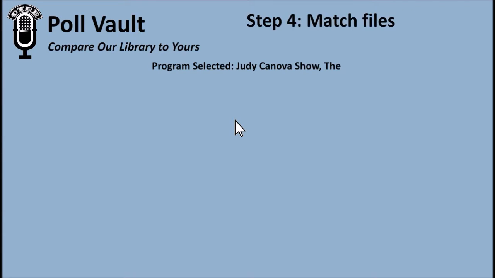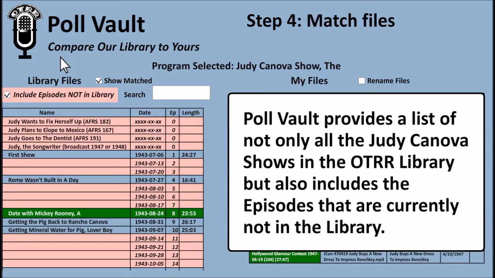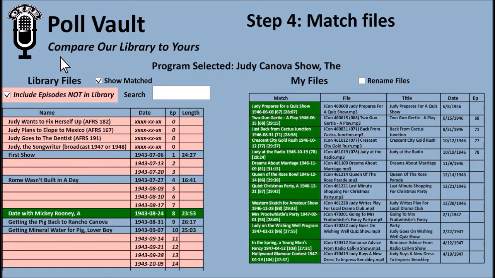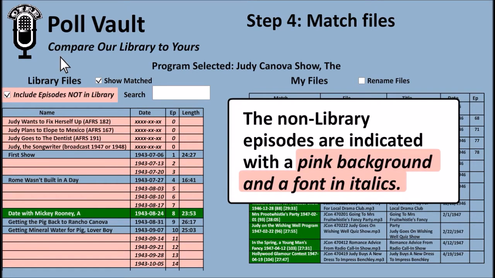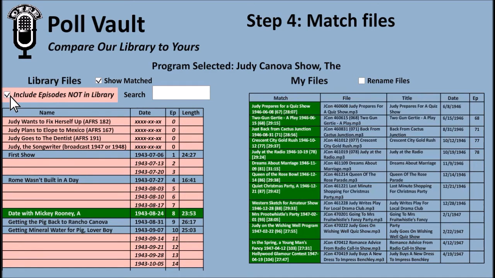Step 4. Match files. PollVault provides two tables. On the left, PollVault provides a list of not only all the Judy Canova shows in the OTRR library but also includes the episodes that are currently not in the library. The list of all episodes comes from the OTRRpedia. The non-library episodes are indicated with a pink background and a font in italics. If you wanted to exclude these non-library episodes, you can just uncheck the Include Episodes Not in Library checkbox.